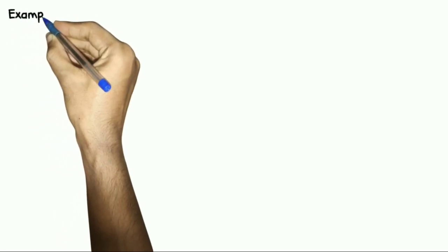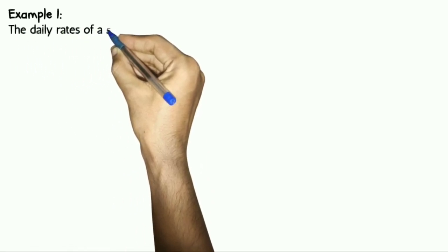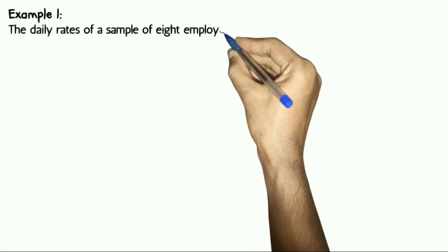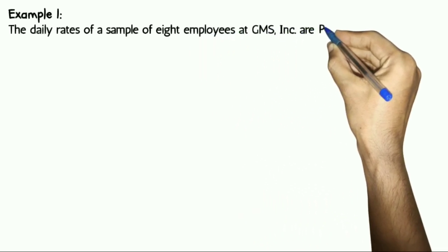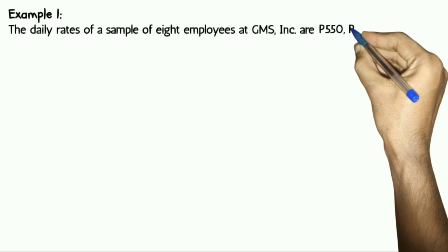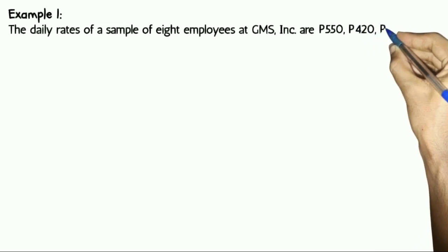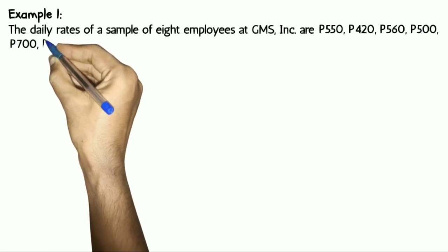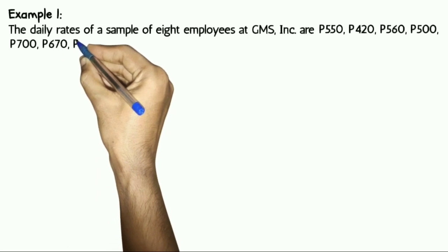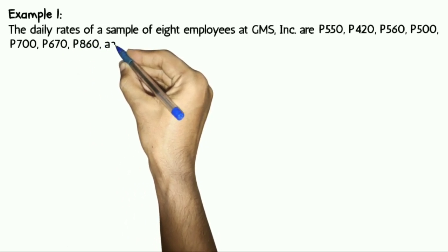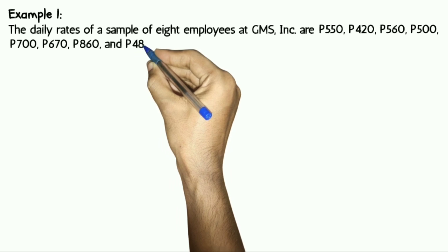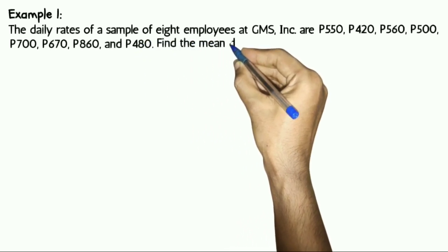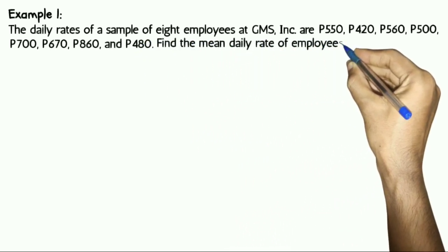Let's have example number 1. The daily rates of a sample of 8 employees at GMS Incorporated are 550 pesos, 420 pesos, 560 pesos, 500 pesos, 700 pesos, 670 pesos, 860 pesos, and 480 pesos. Find the mean daily rate of employee.